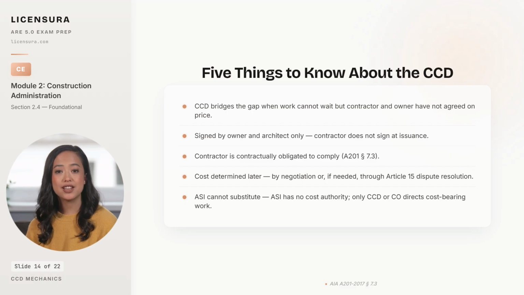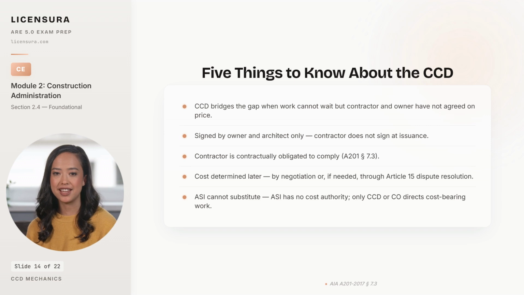5 things you need to know about the CCD, and each one is exam testable on its own. First, the CCD exists precisely because some changes cannot wait for negotiation. The owner discovers a structural concern that has to be addressed today to keep the project moving. The contractor wants more money than the owner thinks is fair, and waiting for agreement would idle the project for weeks at a cost the owner cannot absorb.